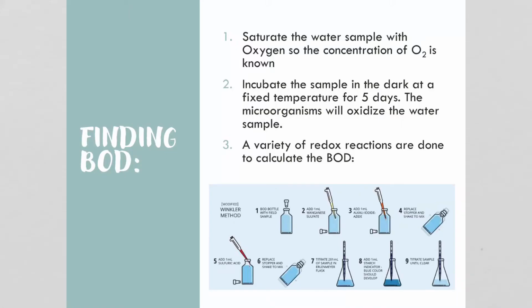To be able to find the biological oxygen demand, you first saturate the water sample with oxygen so that the concentration of oxygen is known, and then you incubate the sample in the dark at a fixed temperature for 5 days. The microorganisms that are present will oxidize the water sample. And then you do a variety of redox reactions to calculate the biological oxygen demand.